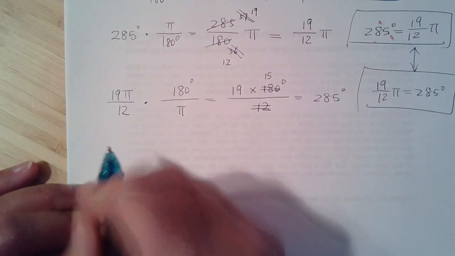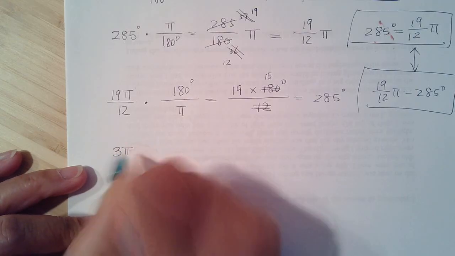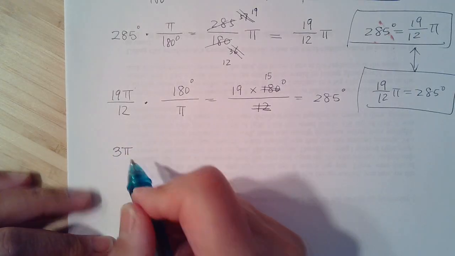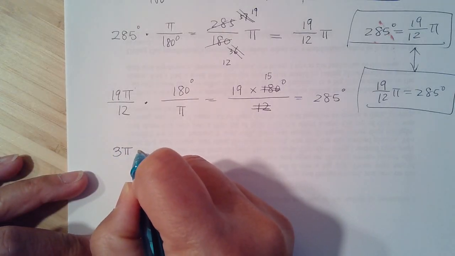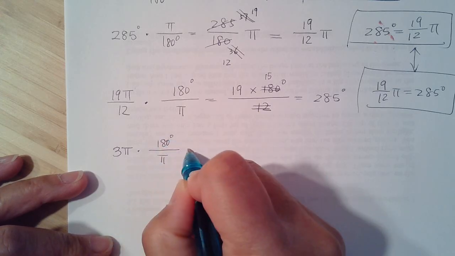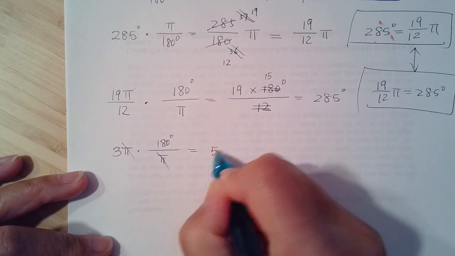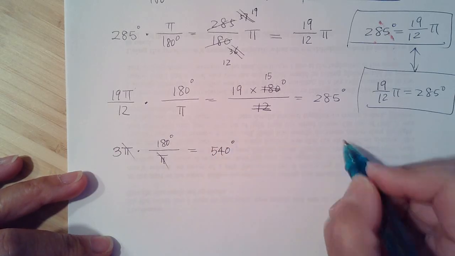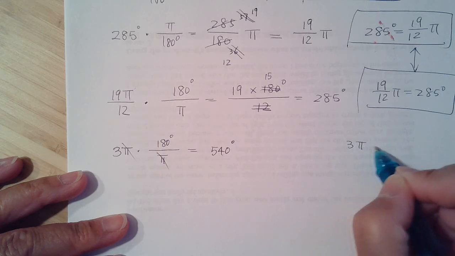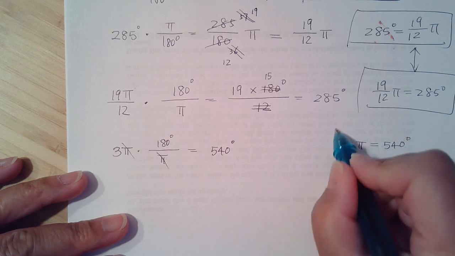All right, now let's do two more. 3 pi. Can you convert this? Yeah. 3 pi multiplied by 180 degree over pi, which is, don't forget, that pi is gone, and then it's going to be 540 degree. Therefore, 3 pi, in terms of a radian measurement, is the same as 540 degree.